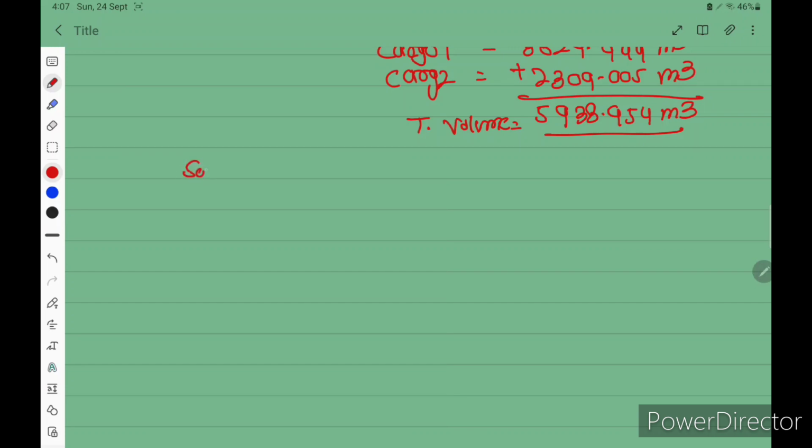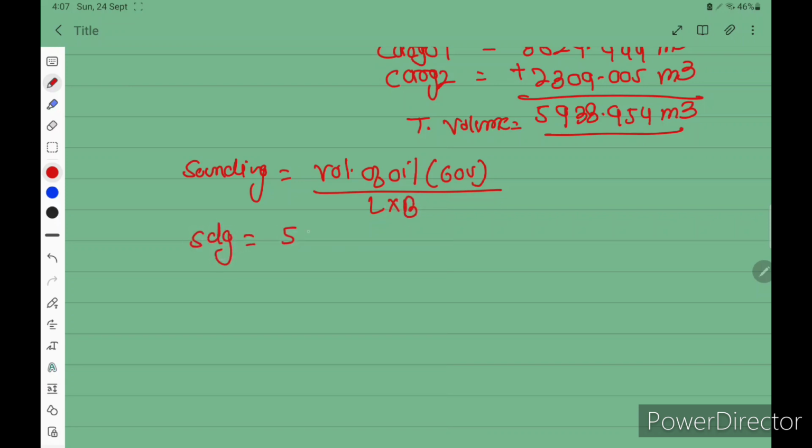Now we have to calculate sounding. So sounding is equal to volume of oil, you can say gross observed volume, divided by length into breadth of the tank. So sounding is equal to 5938.954 divided by 28.5 into 18, length and breadth of the tank, so that we can get height 11.577 meters.